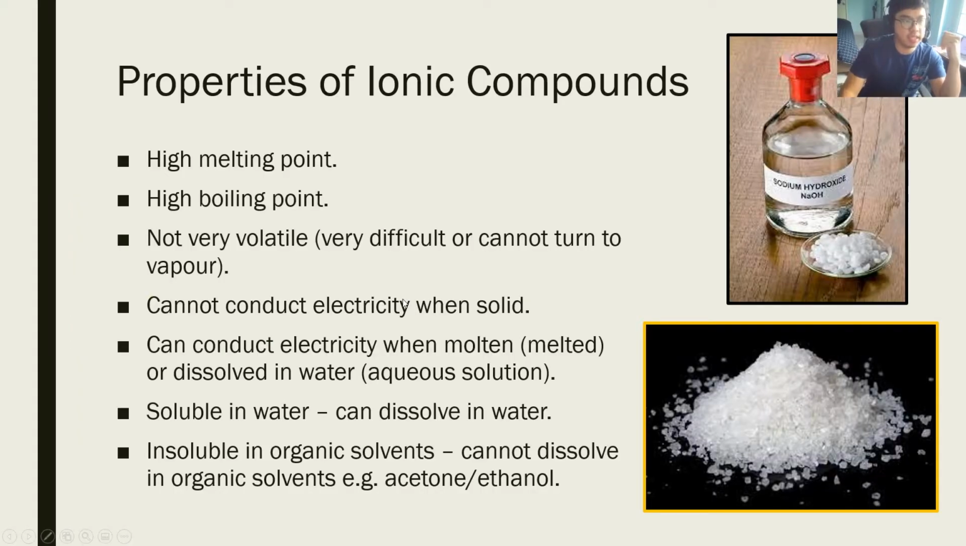These are the properties of ionic compounds. They have high melting point, so they only melt at very high temperatures. For example, like 3000 degrees Celsius, sudahnya panas, baru tah ia akan melt. And high boiling point, so again, only when it is at high temperatures, baru tah ia boil jadi vapor. Ionic compounds are not very volatile, so that means it doesn't evaporate easily.